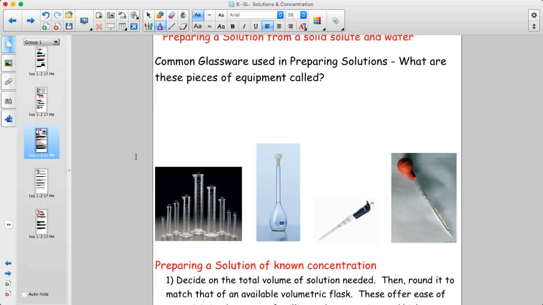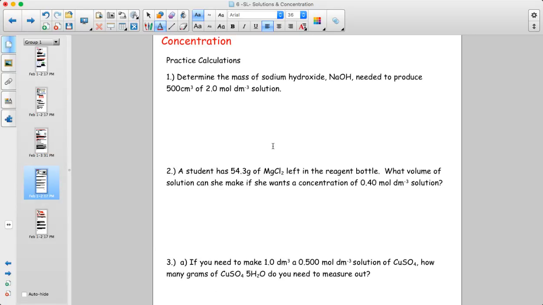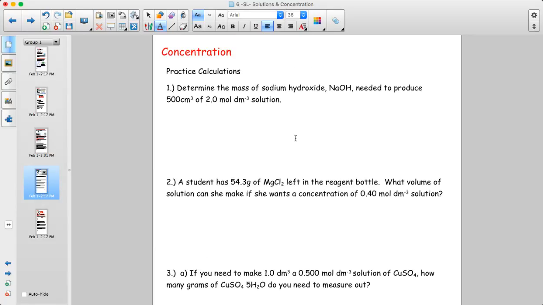We're going to talk about preparing a solution in class, and we'll do some of these practice calculations as well. But again, it's really just n equals CV stuff and then maybe some moles to mass stuff.